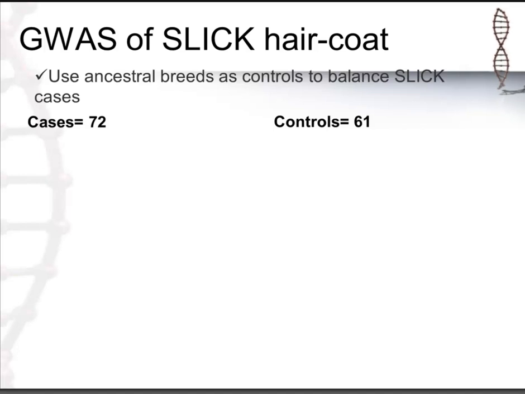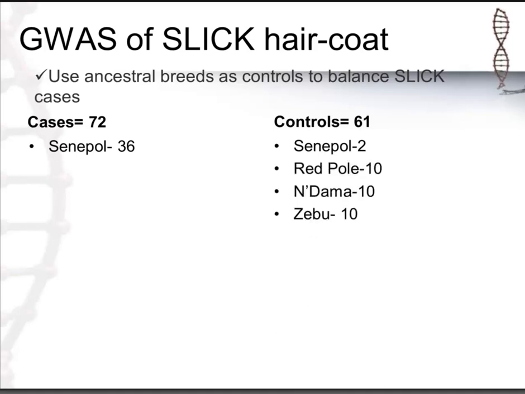This brings us to one of the main roles that I worked on, conducting the genome-wide association study. As I mentioned, this trait's generally fixed in Senepol, so we couldn't just use Senepol. We can't compare 36 Senepol that have the slick hair coat to only 2 animals that don't have the slick hair coat. Part of this is smaller numbers. We had more Senepol to choose from, but they were related, so we had to break these down to the least related animals that we could choose. So how we controlled for this is we brought in 10 N'Dama, 10 red poll, and 10 Zebu as non-slick controls for comparison.